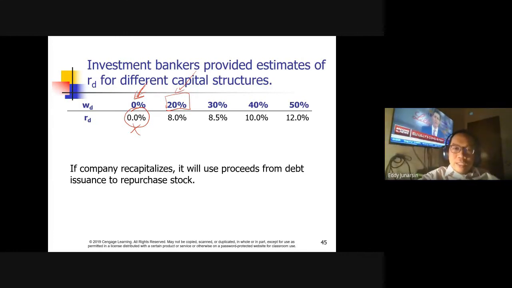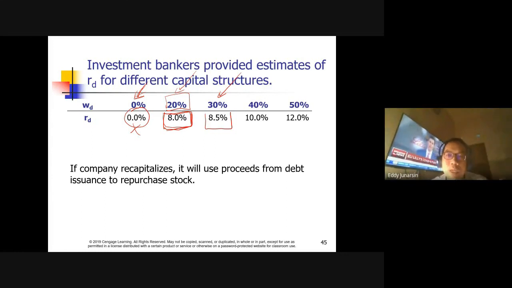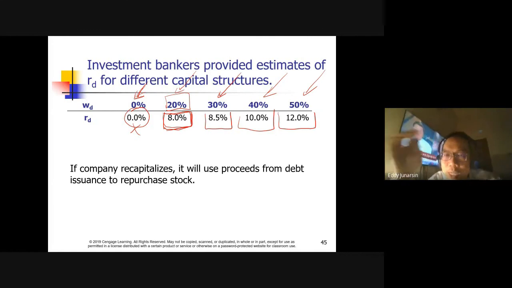But suffice it for now to assume that if we use 20% debt and you ask your potential creditors, they give you a quote that they will charge you 8%. If you use 30% debt, they will charge you 8.5%. Of course, it's higher. The more debt financing, the higher the interest charge they will put on you, because your situation is becoming more and more dangerous or risky. It's riskier for the creditor. So if you use 40%, they will charge you 10%. And of course, if you use more and more, they will charge you more because your situation is riskier.